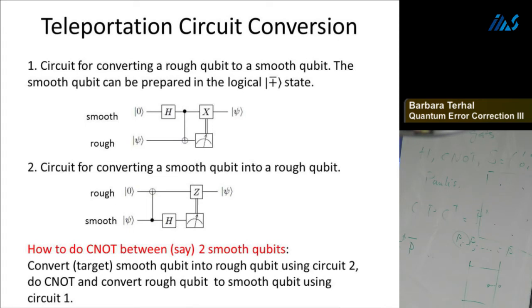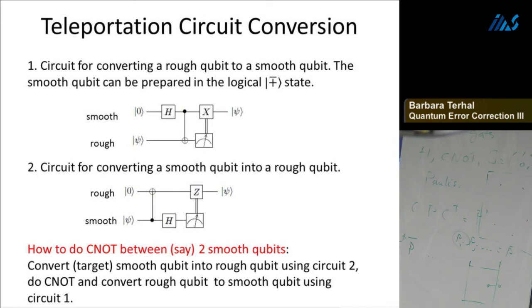we just need a teleportation trick to understand how to do a C0 between two smooth qubits. So what we want to do is a C0 between two smooth qubits. I want to convert the target smooth qubit into a rough qubit, if I have a circuit for that. Then I do my C0, and then I convert the rough qubit back to a smooth qubit. If I can do that, I'm fine. So I need a circuit that converts a smooth qubit into a rough qubit and vice versa.